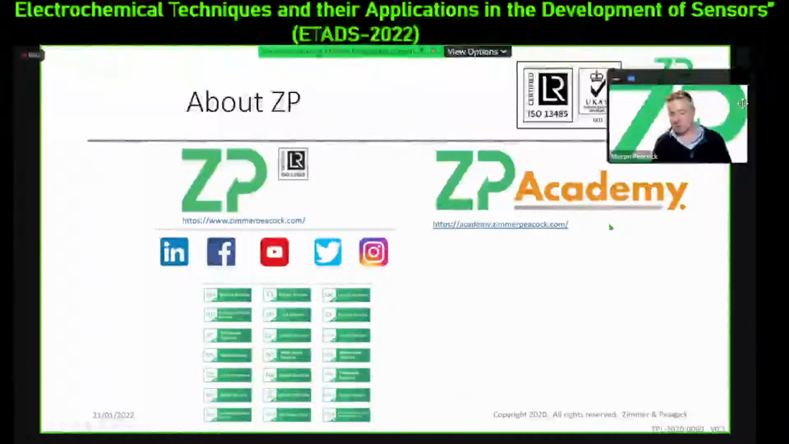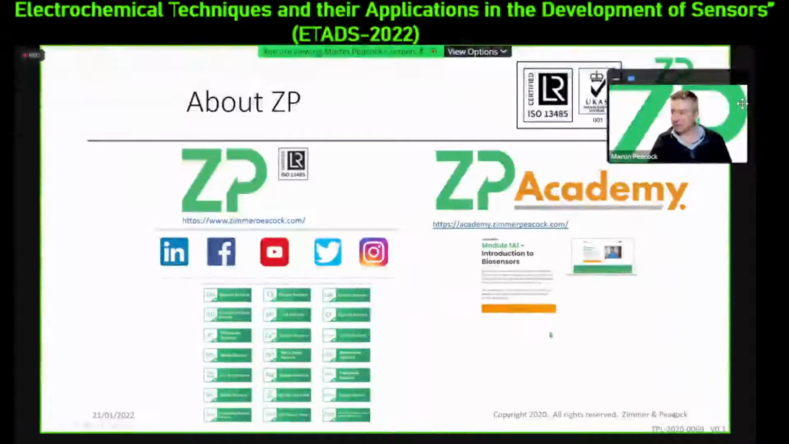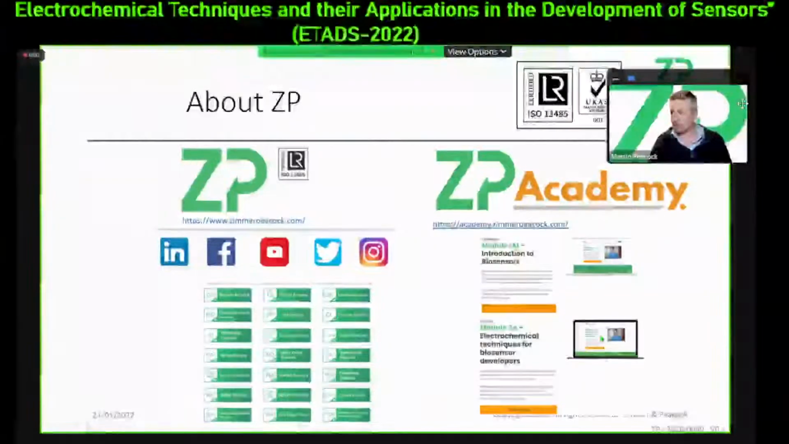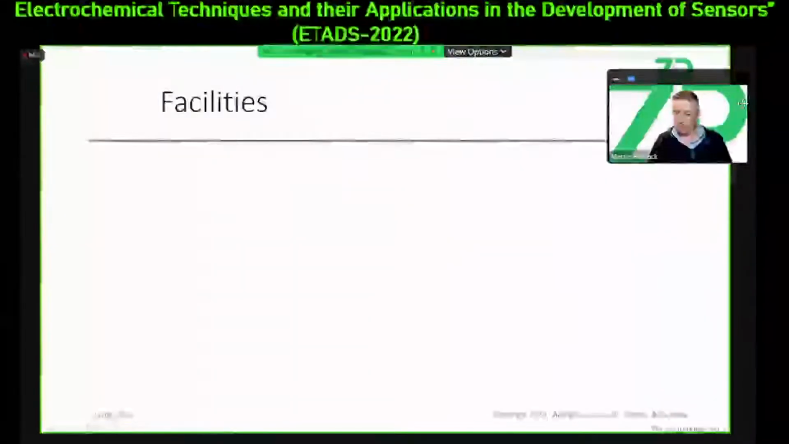This might be interesting to people who are in their learning phase of electrochemistry. We do have something called the ZP Academy. And on the ZP Academy, you can find a couple of free courses on electrochemistry.